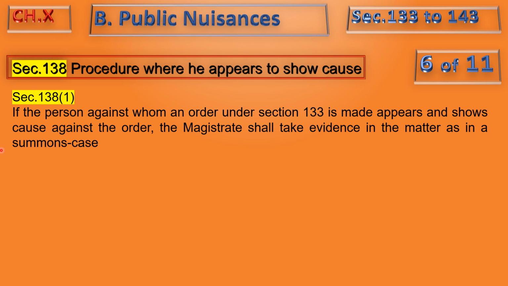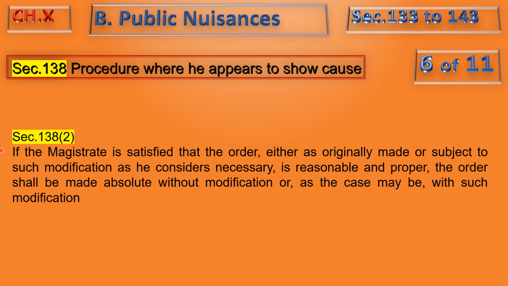Subsection 2 of section 138 says, if the magistrate is satisfied that the order, either as originally made or subject to such modification as he considers necessary, is reasonable and proper, the order shall be made absolute without modification, or as the case may be, with such modifications.